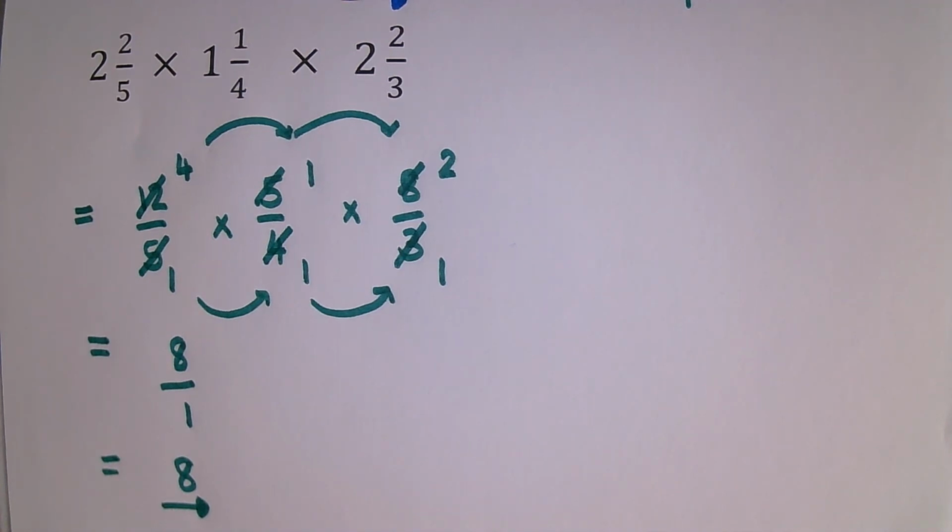Because maybe you're going wrong when you are converting to improper. Maybe you've missed a simplification, and maybe you wrote the wrong number by mistake. It's all those little things that can go wrong that can obviously affect your final answer.